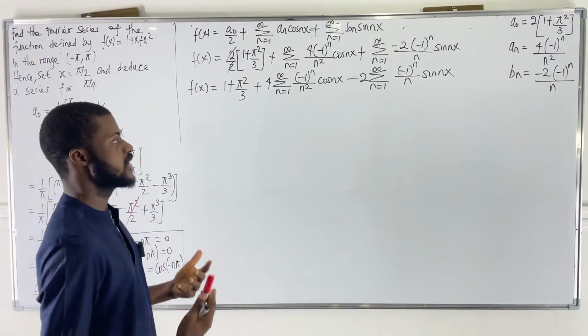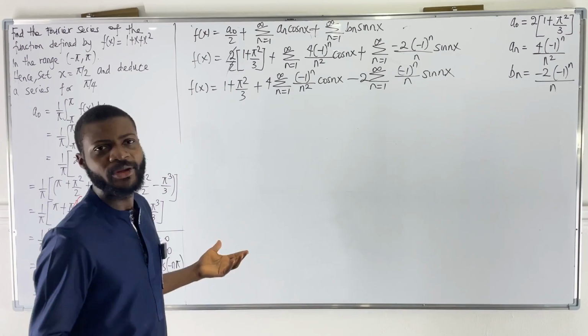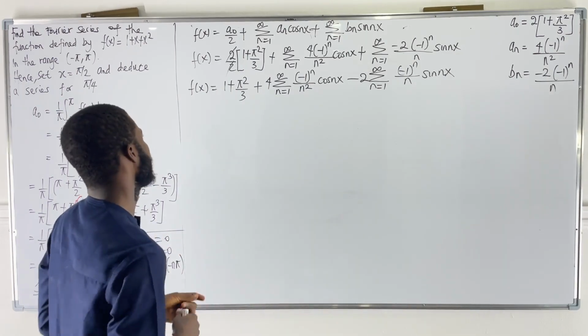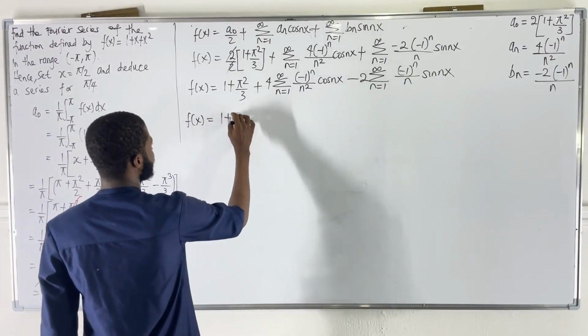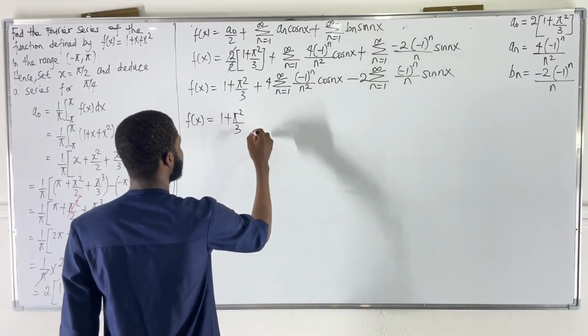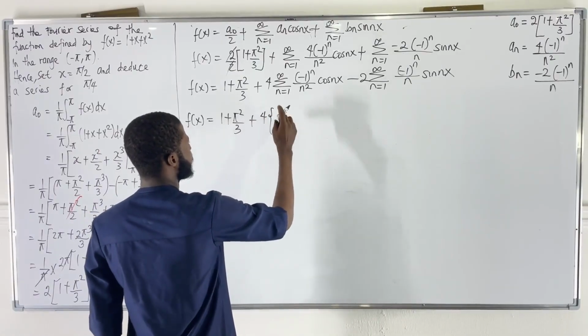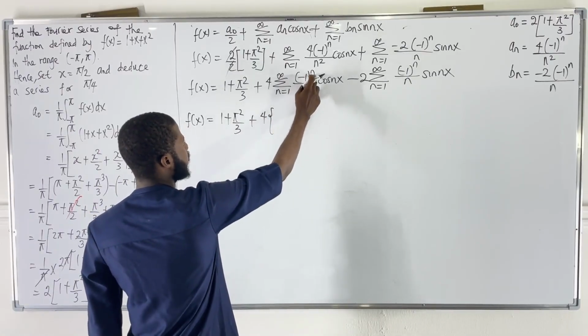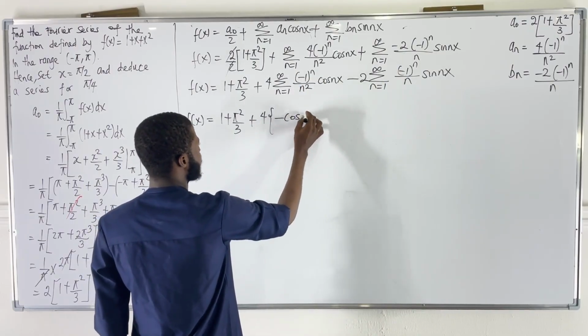Let us bring out some terms in the Fourier series, let us go up to the third harmonic. So f of x is equal to 1 plus pi squared over 3 and then plus 4. Let's bring out some terms. So let n equal to 1. Minus 1 to the power of 1 is minus 1. So this will be minus cos x.